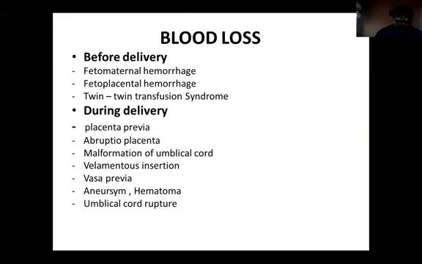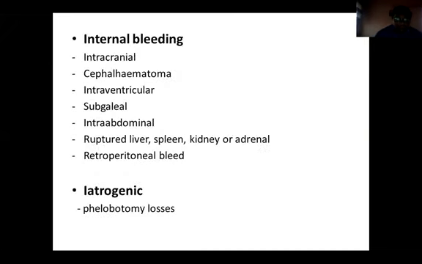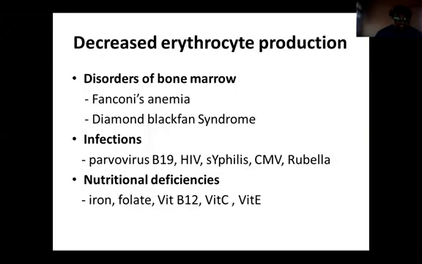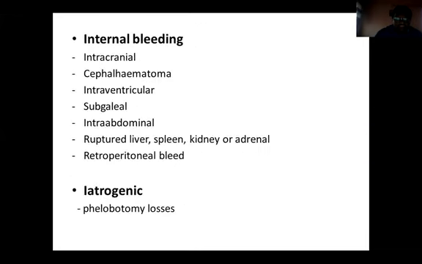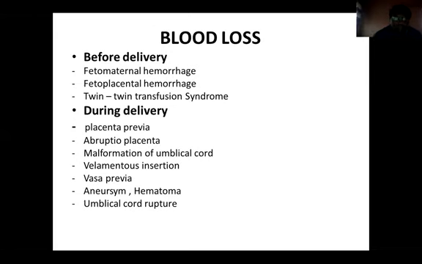Initially we had one case presentation, which was a nice one. After that, we discussed how to approach anemia, and then physiology. Now we'll go on to etiology. What are the causes of anemia in a newborn? It is either because of blood loss, decreased erythrocyte production, or increased erythrocyte destruction. One by one.